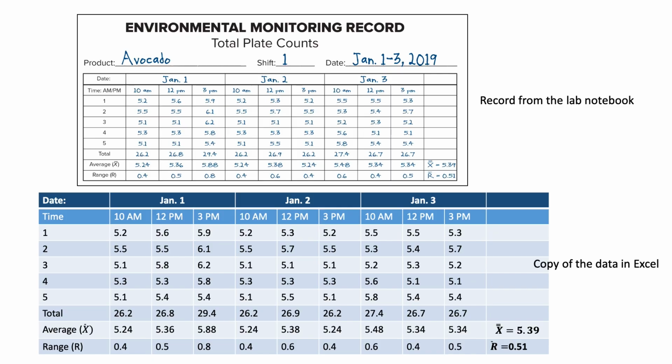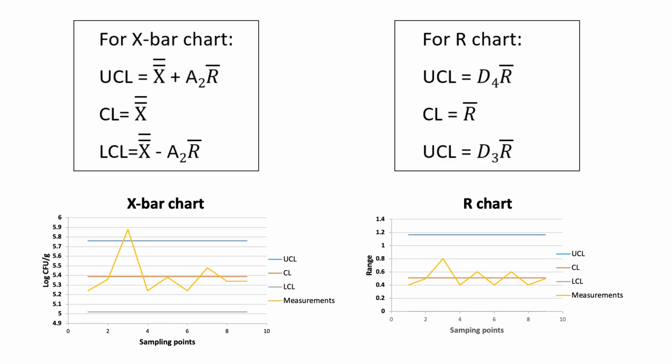Taking 10 a.m. on day 1 as an example, the bacterial counts ranged from 5.1 to 5.5 log CFU per swab. The average was 5.24 and the range was 0.4. The two sets of equations shown on top of the slide are used for calculating the upper control limit, UCL, center line, CL, and lower control limit, LCL, for the X-bar chart and R chart.